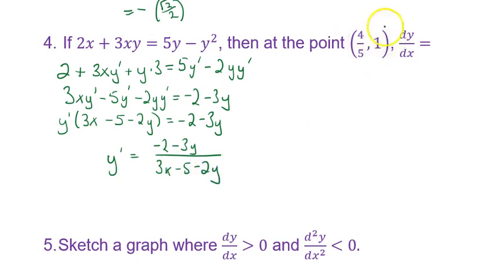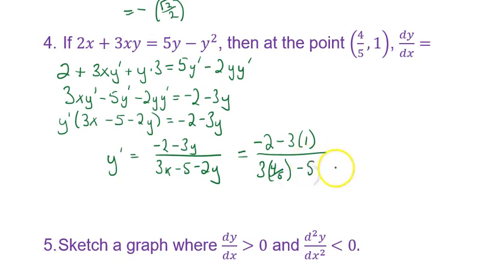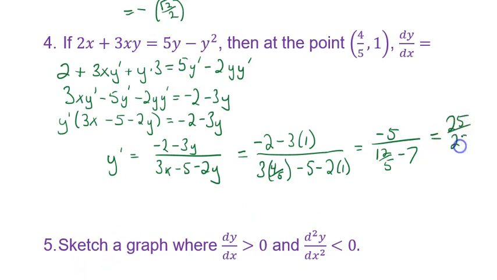Now because they're asking us to plug this point up here in, I'm going to plug 4/5 in for x and 1 in for y and see what I get. So negative 2 minus 3 times 1, over 3 times 4/5 minus 5 minus 2 times 1. So on top I just get a negative 5. On the bottom I'm going to get 12/5 minus what ends up to be 7. And when I work that out, I get 25 over 23. I'm just skipping a few steps right in there, but you could do the math to get there if you need to, plug it in your calculator, whatever.